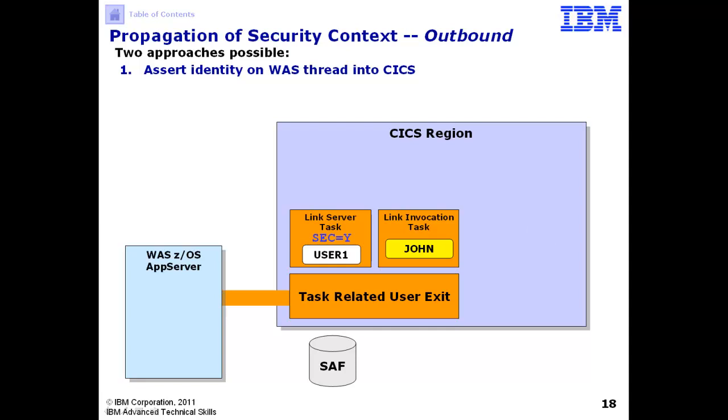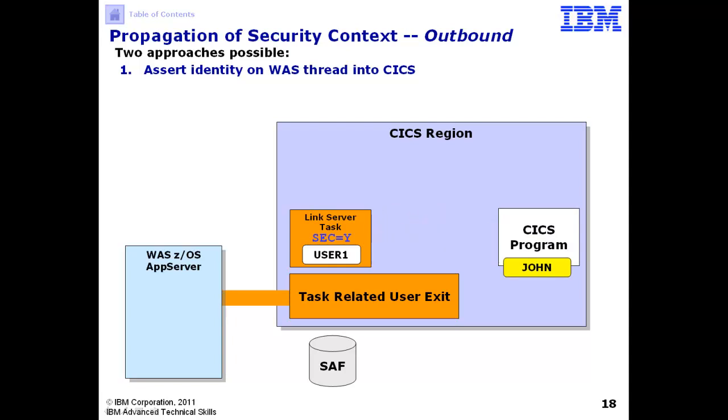The link invocation task then performs a direct program link to the named CICS program. The ID of John is used to run the named CICS program. Notice how the link invocation task goes away. Eventually, the called program completes.